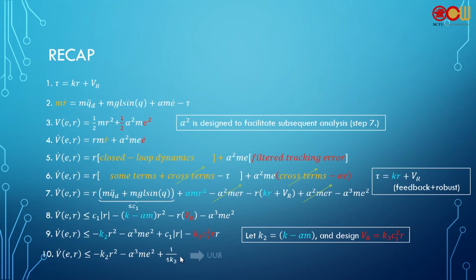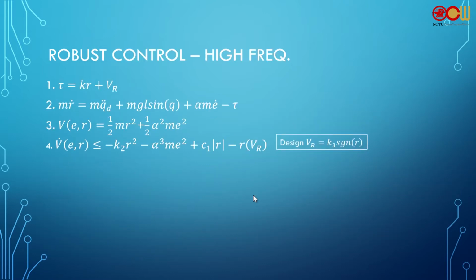The result is EUB, because if you ignore this third term, the two terms can make V dot negative definite, right? But this is a positive term, so it's EUB. Eventually this term prevents V from going to 0, because V dot eventually will be 0 before it gets to the origin. If no question, now here's another controller.